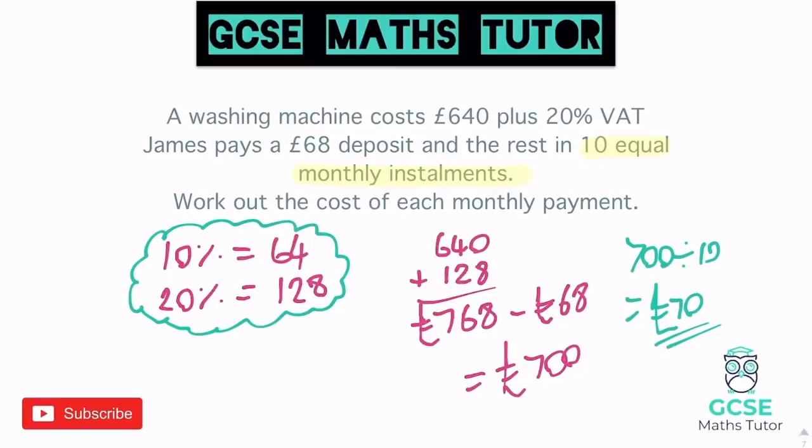We could have halved 10% to get 5% as 32, or we could have divided it by 10 to get 1%. Dividing 64 by 10, 1% would have been £6.40, and we could have built that up to any percentage that we wanted from there, so £6.40. Let's have a look at something else.